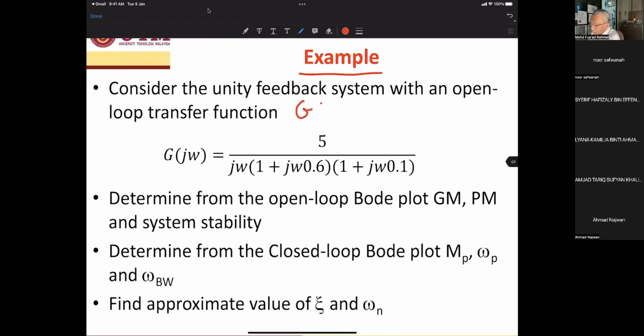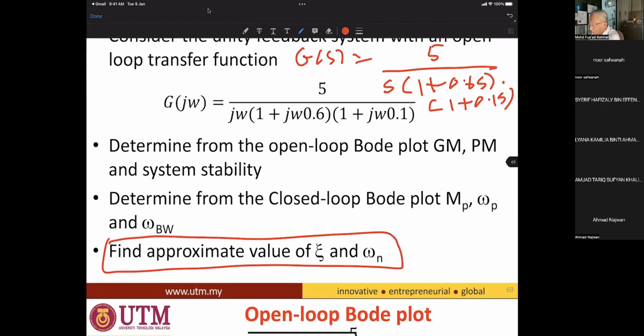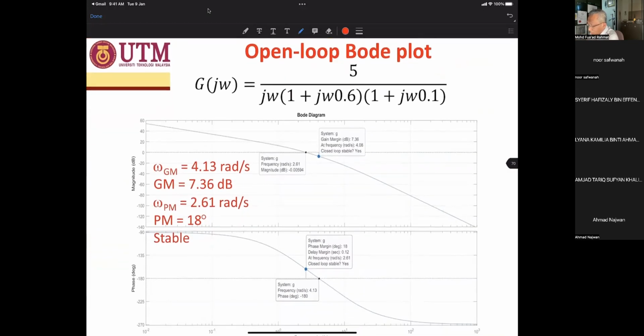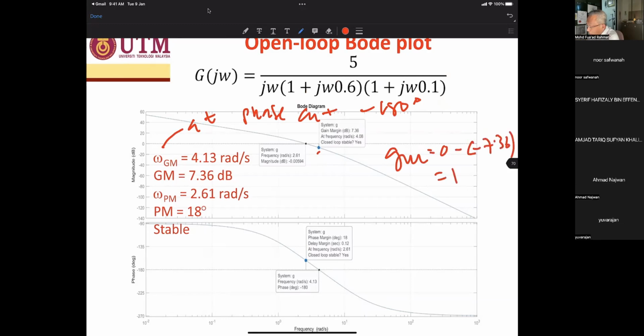Right, next example is this one. G(s) is equal to 5 over s(1 + 0.6s)(1 + 0.1s). Again, same question, but you have to find the approximate zeta and ω n. Okay, right. So given the Bode plot, again, find the ω gain margin at the phase cut of minus 180 degrees. The value is 4.13 and then go to the magnitude plot. 4.13 is about here. So the gain margin is minus 7.36, so gain margin is 0 minus minus 7.36, positive 7.36.